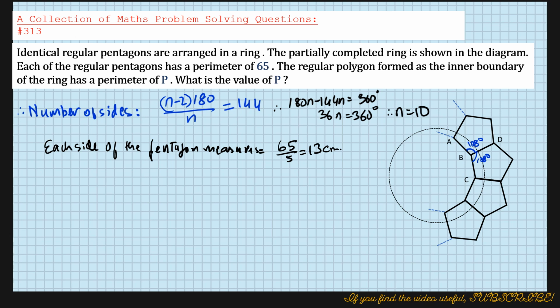So each side of the inner polygon, and also of the outer pentagons, all of them is 13 centimeters. So each side being 13 centimeters, we multiply by the number of sides, and that will give us 130 centimeters as the total perimeter. So the answer is 130 centimeters.